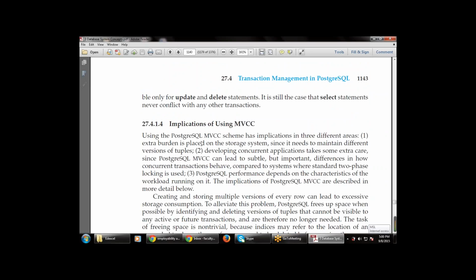Using the PostgreSQL MVCC scheme has implications in three different areas. One, extra burden is placed on the storage system since it needs to maintain different versions of the tuples. Second, developing concurrent applications takes some extra care since PostgreSQL MVCC can lead to subtle but important differences in how concurrent transactions behave compared to systems where standard two-phase locking is used. Third, PostgreSQL performance depends on the characteristics of the workload that is running on it.